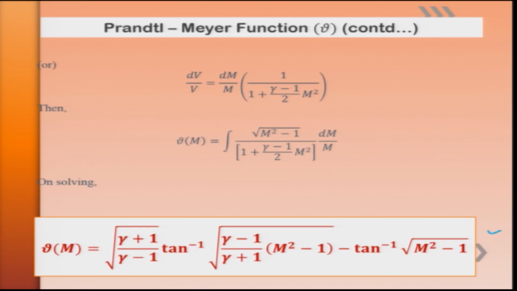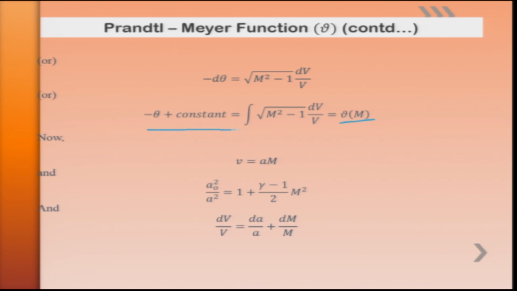This expression, based on each Mach number, is a function, the Prandtl-Meyer function, which is denoted by nu. It is a function of Mach number at various Mach numbers and for a given gas, let us say air, where gamma is given. Based on this Mach number these nu values are calculated and tabulated against each Mach number. Therefore, for every particular Mach number you can calculate the nu.